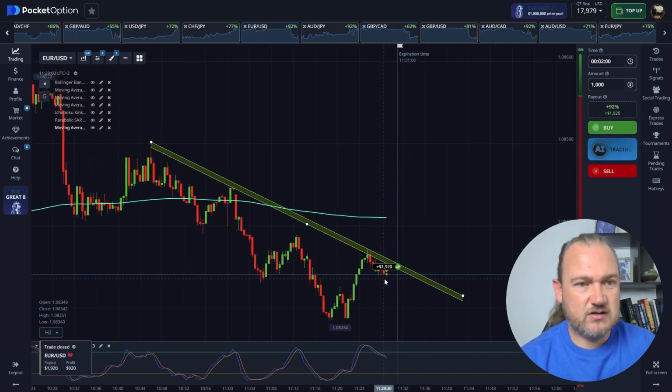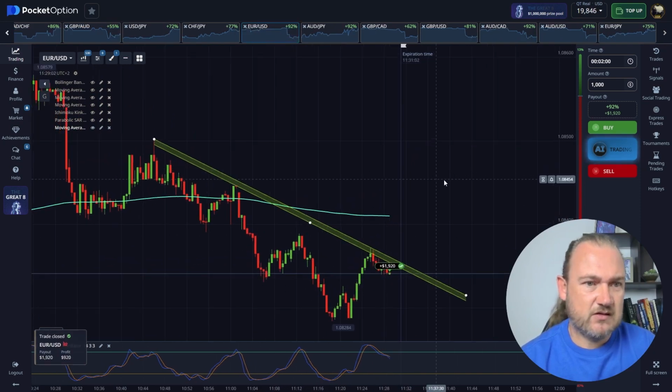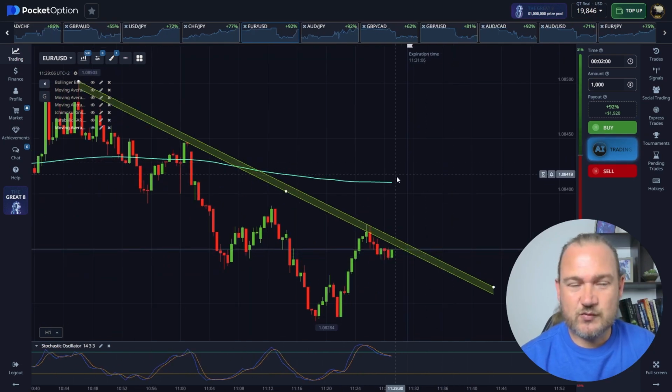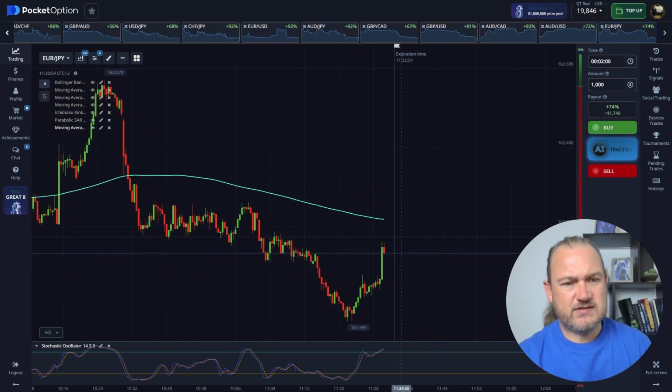There we go. ITM trade, great stuff. 920 bucks, quick profit, and let's look for another trade quick. Okay, so here we've got another example setting up.